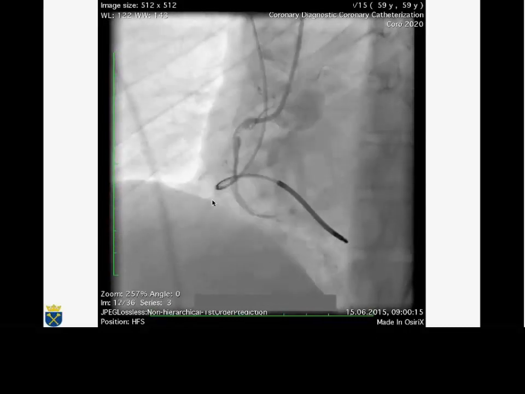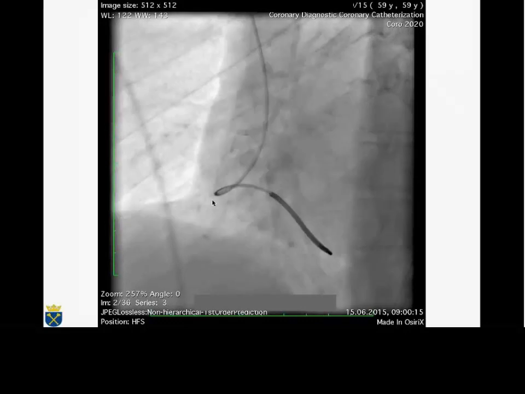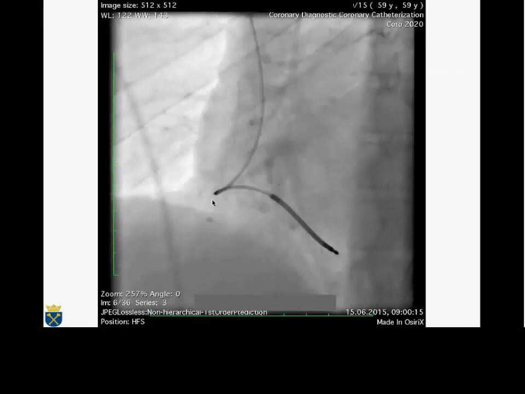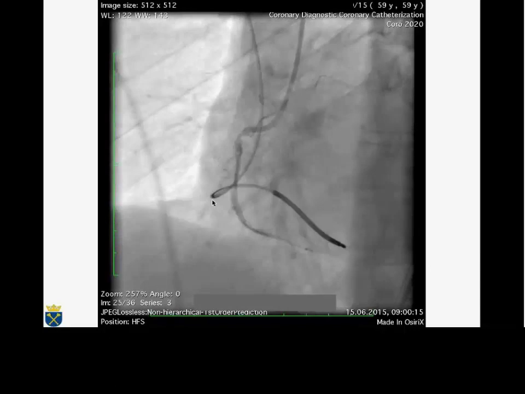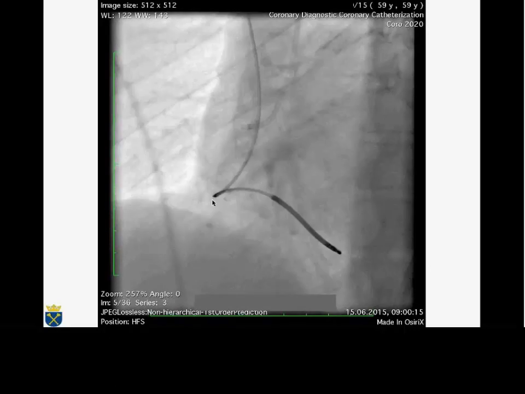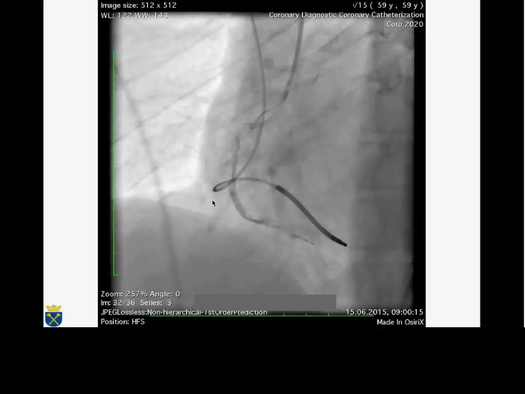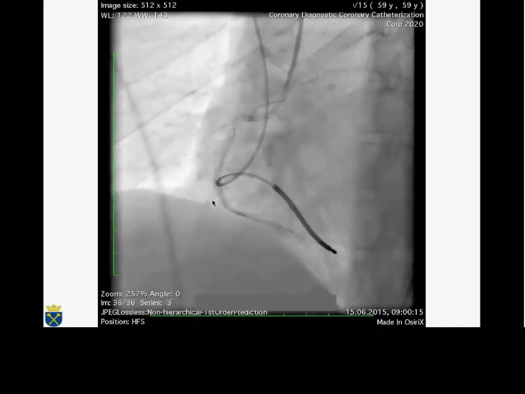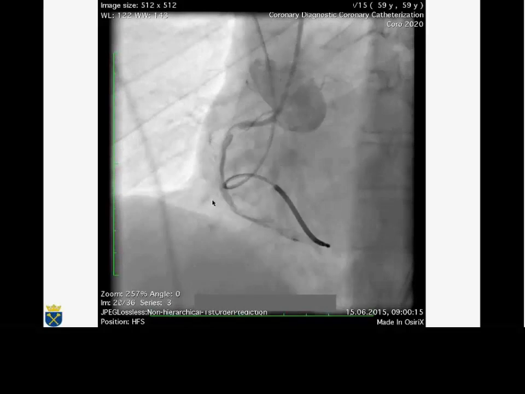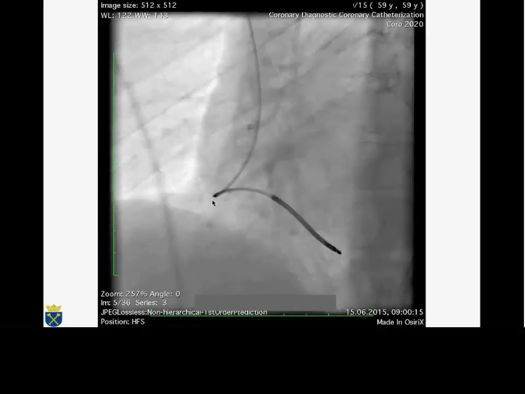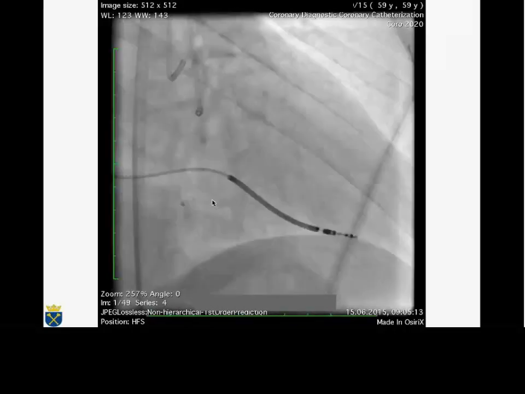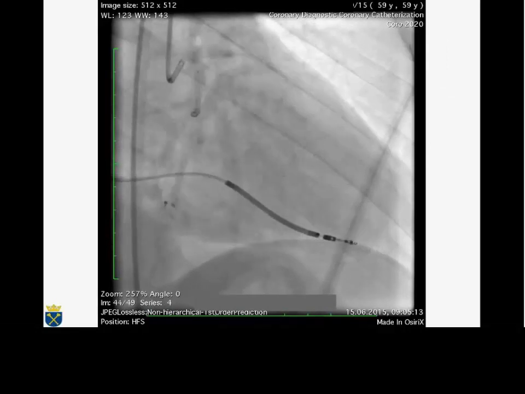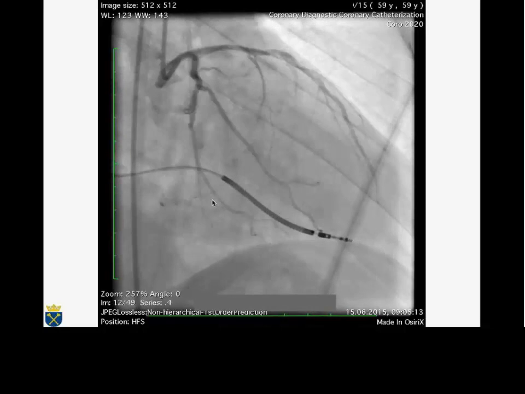And here we can see the contrast within the subintimal space, huge dissection, huge. And it was a question what to do, because in such a case we have three possibilities. The one is to stop the procedure. The second one is to try to use the IVUS to find the proper way, but it's very difficult to find where we can enter. So we decided to switch to retro because there were some, but not very good, collaterals from the left.